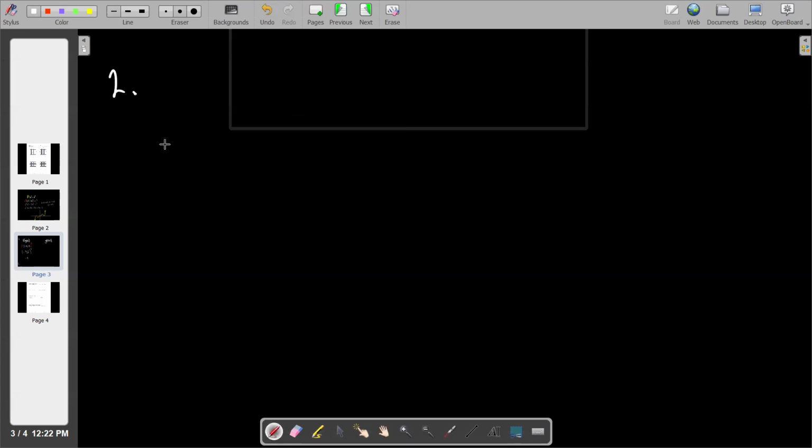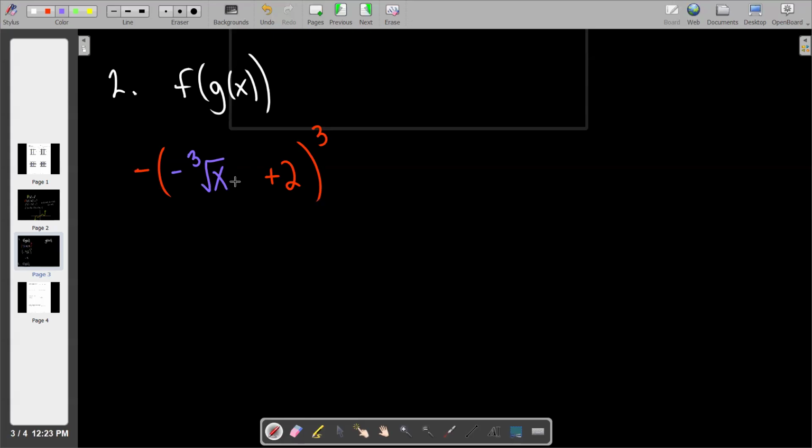So in question number 2, again, I'm going to move this paper closer. So we're going to do f of g of x first. And if necessary, we'll do g of f of x. So f of x is the opposite of blank plus 2 cubed. And then in that little blank space that I've left, I am going to put in the function g of x, which, and I'll use colors again, is the opposite of the cube root of x minus 2.